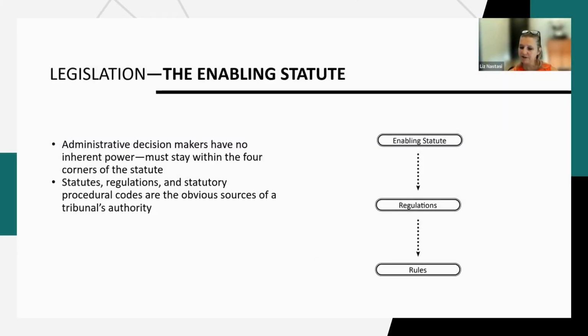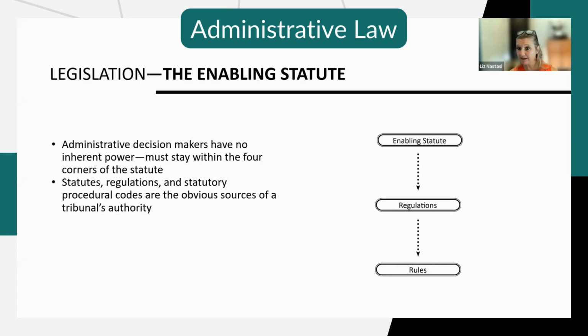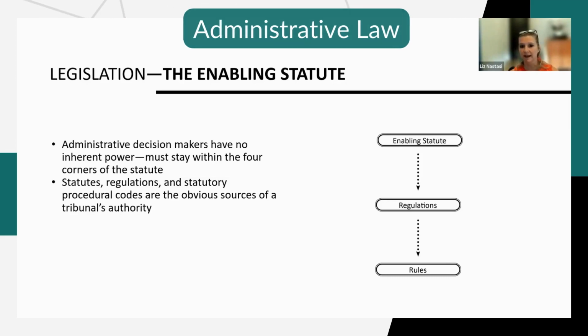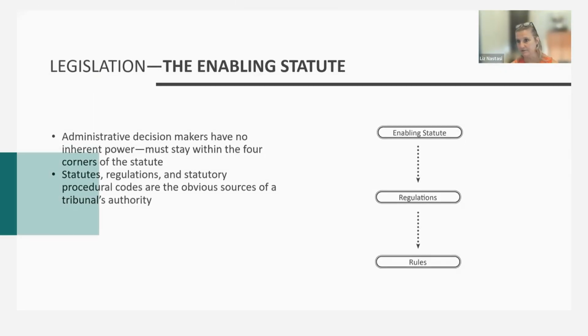Administrative decision makers don't have any inherent power like judges do. Their power comes from the enabling statute. So you have the statute, the regulations that are a little more detailed, made pursuant to a statute, and then even more detailed, we have the rules and any practice directions.